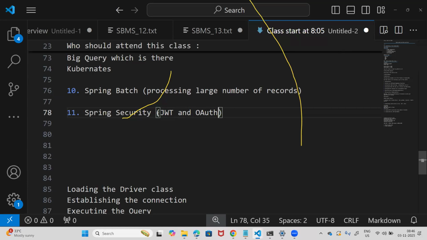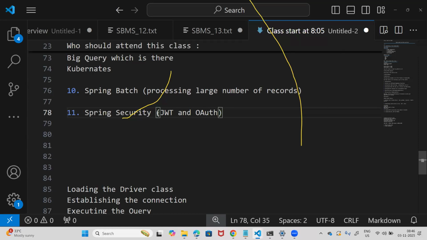In an interview, someone may ask how you are securing your REST API. They won't ask directly which authentication or which authorization. They will ask, how will you secure your REST API? Then you need to say, sir, I'm using JWT. Sir, I'm using OAuth. Like that, you should say, guys. Don't say any other names, because they will think you are a fake candidate, because those are not in the market right now.